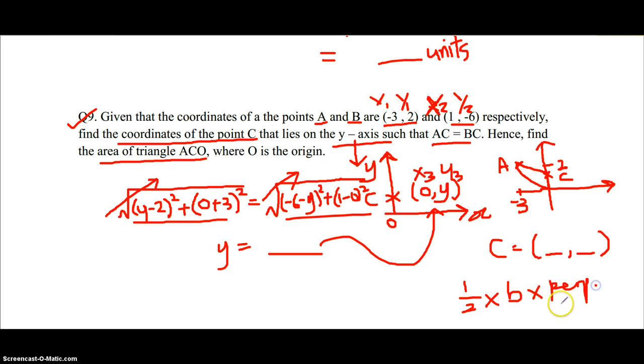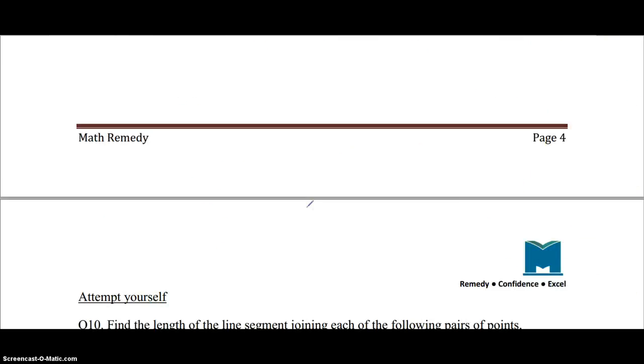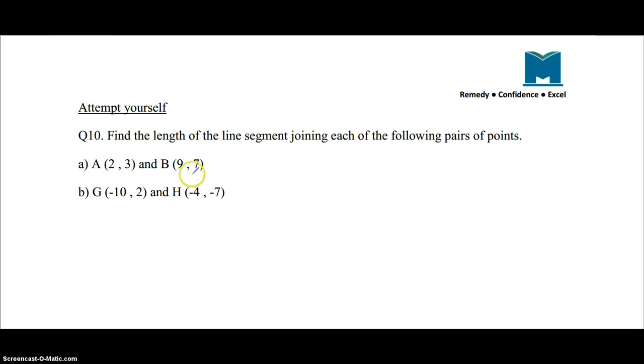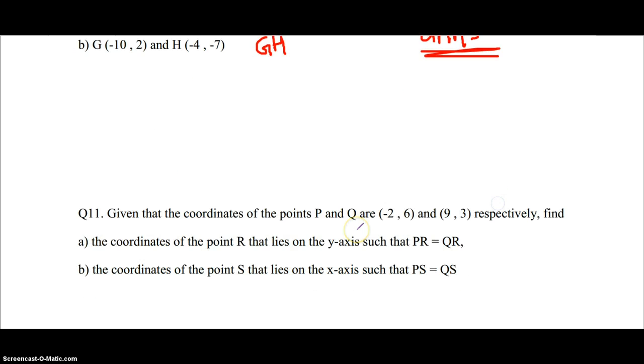This is not that straightforward, but I want you to spend some time to try to work out this problem. If you cannot, don't worry, next lesson we will go through together for this question. So attempt yourself as usual. These are the more fundamental ones. You just have to find the length of AB, and then you have to find the length of GH. And remember to write your answers in units. I don't want to see cm on your answers.